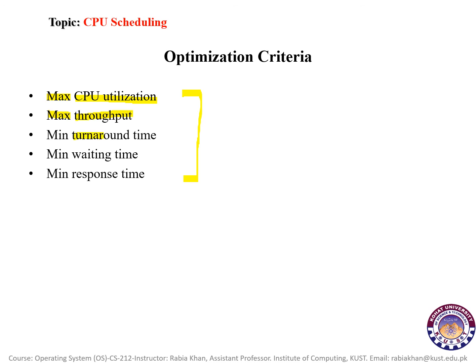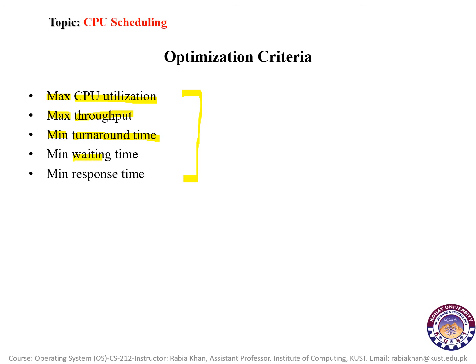Third criteria is turnaround time. Turnaround time was the time for a single process to complete its execution on CPU. So we would require that a single process should be completed as soon as possible. That means the turnaround time should be minimum. A process should take less time to complete its execution.